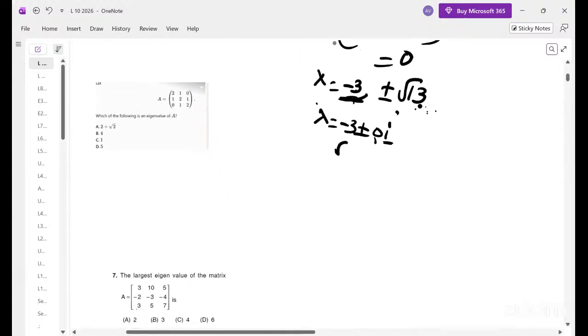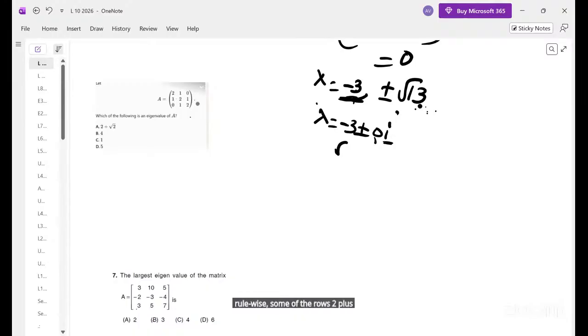Next. Which of the following is an eigenvalue of A? This is given to us. When you add them row-wise, the sums 2 plus 1, 3, here 4, here 3, are not equal. The sum of the columns is also not equal. So we cannot apply the shortcut. Then which of the following can be the eigenvalue? We will have to find out. No other alternative.